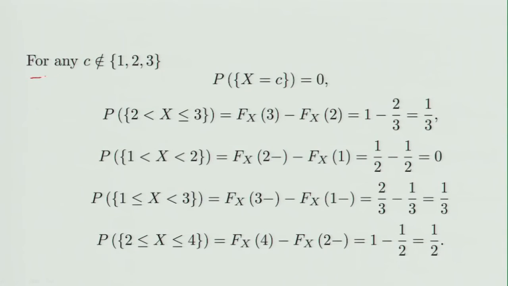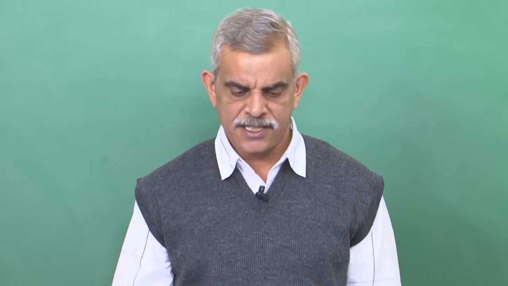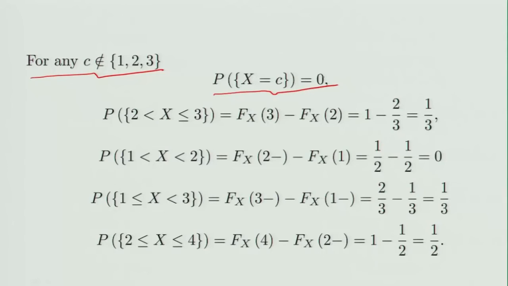Now suppose C is not any of the points 1, 2, 3. That means it is not a discontinuity point. So that means C is a point where F is continuous. So probability X equal to C would be the same as F(C) minus F(C minus), because it is continuous at C, so it would be 0. So probability 2 less than X less than or equal to 3 is the same as F(3) minus F(2), which is 1 minus 2 by 3, which is 1 by 3.